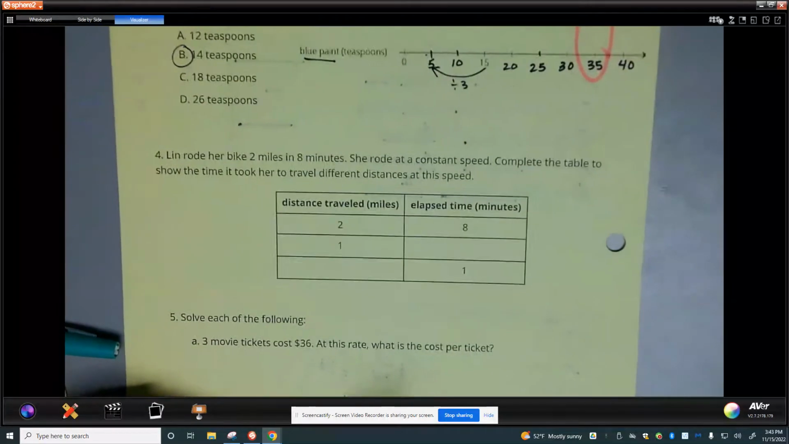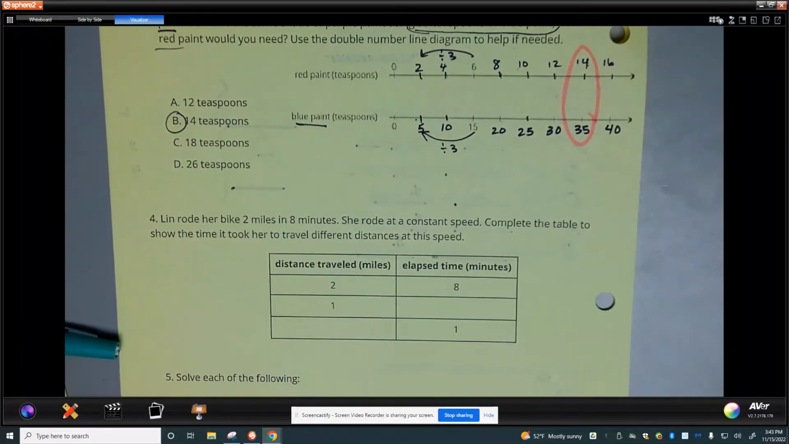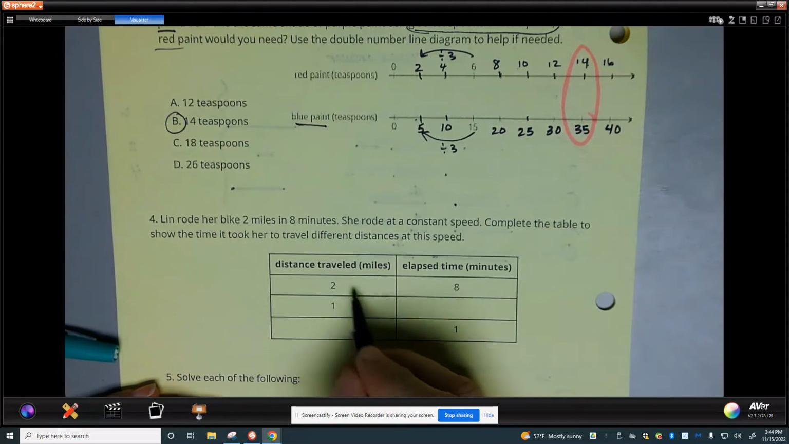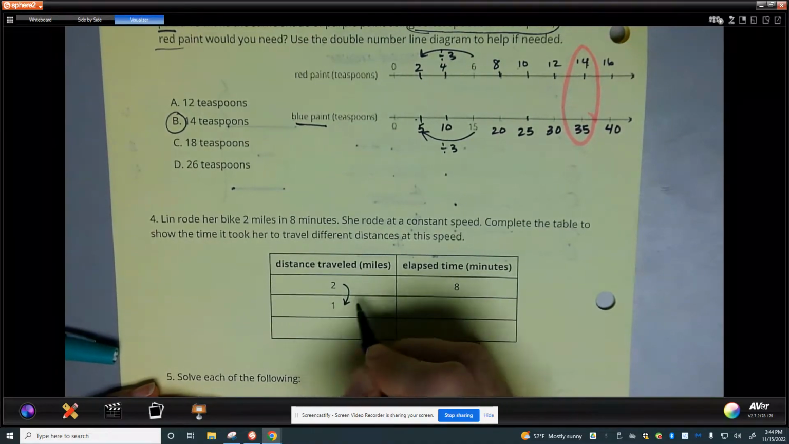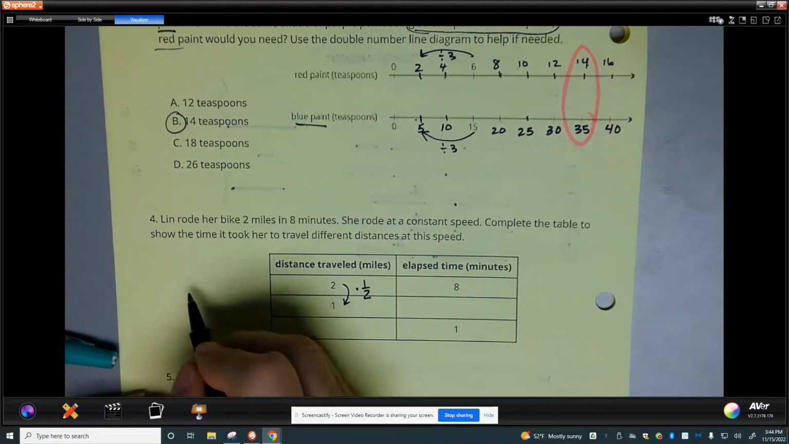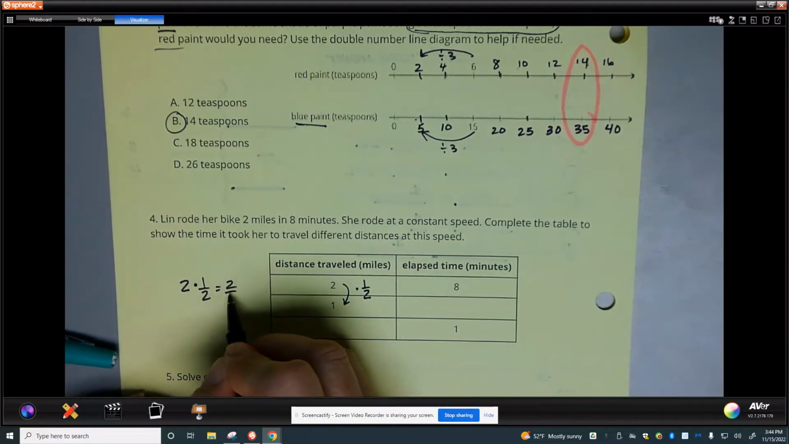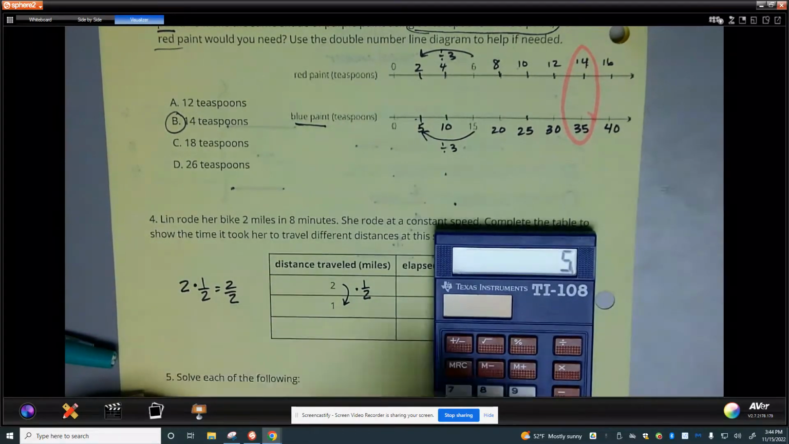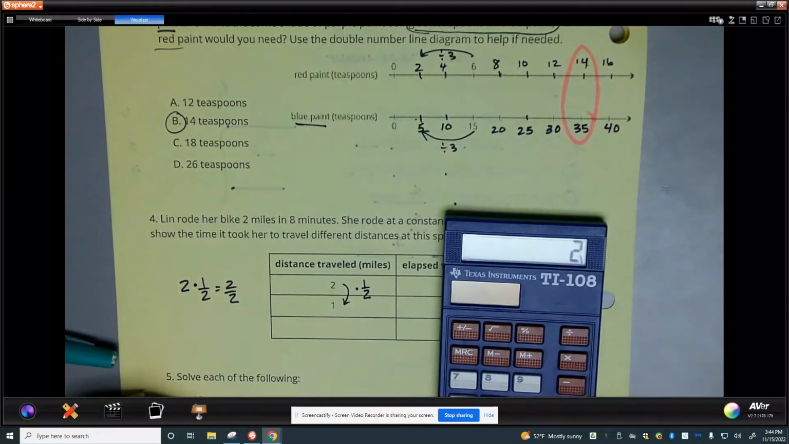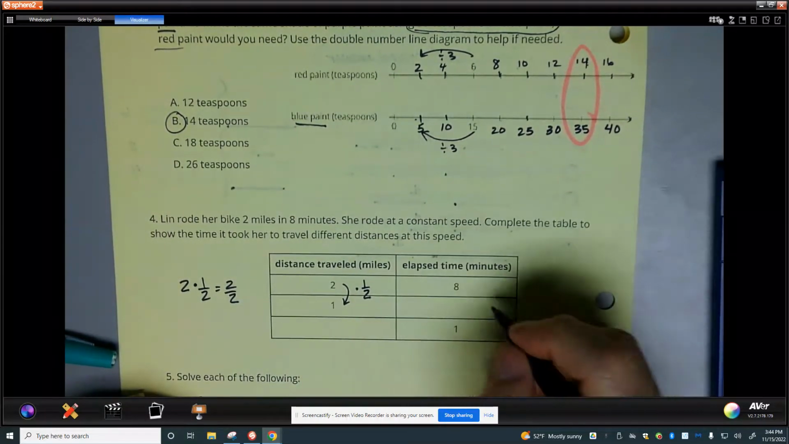Lynn rode her bike. I guess I can leave it there. 2 miles in 8 minutes. She rode at a constant speed. Complete the table to show the time it took her to travel different distances. So I need to think about how do we go from a 2 to a 1. I think of 1 as being half of 2. And if I write that out, 2 times 1/2 equals 2 over 2, which is the same as 1. I can put that on my calculator. 2 divided by 2 equals 1.